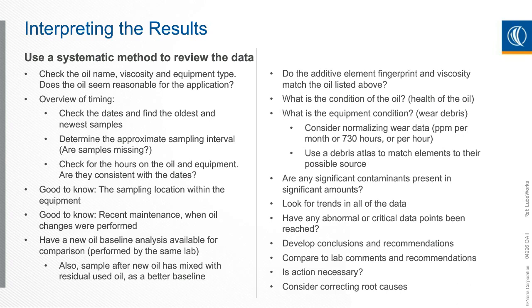Of course, you want to always look at the trends for all data: viscosity trends, acid number trends, all the elementals, particularly the big ones with the families that mean something together. Trend that data to see if that is going in the same direction and what that might mean. Have any abnormal or critical data points been reached? Develop conclusions and recommendations. Look at what the laboratory is telling you, but don't let that be the only conclusion. You have to put that together with what the lube techs are telling you, and the historical information about that machine.